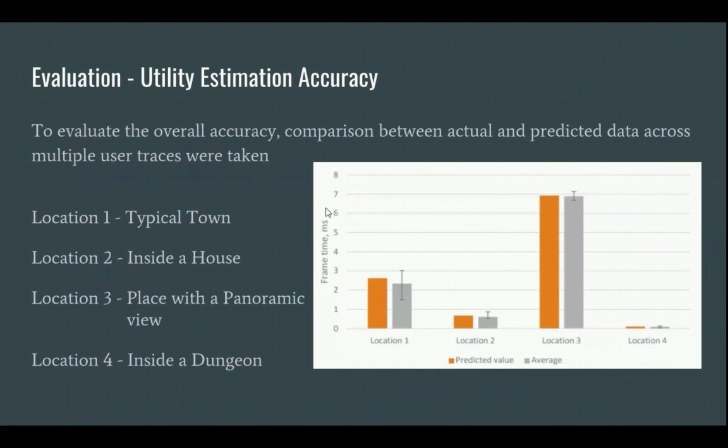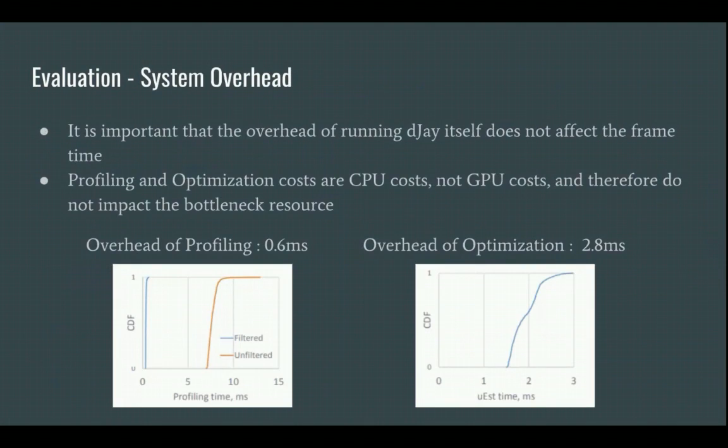Next, coming to the evaluation, we see this graph over here, which shows the predicted and average values of regression models estimation accuracy by DJ at 4 different locations in the game. We see that all the predicted and average values are almost close. So the predictions made and shown by the authors are quite accurate. And the next thing is system overload.